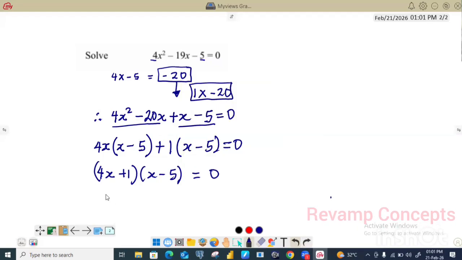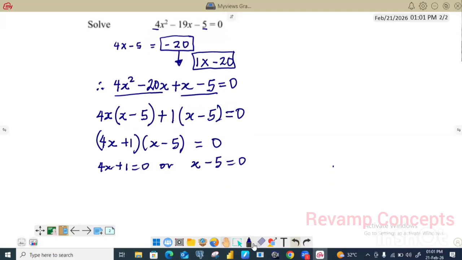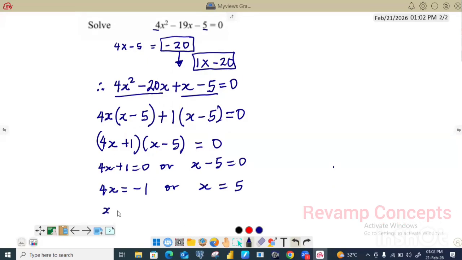We equate each of the expressions in the brackets to 0 by saying 4x plus 1 equal to 0 or x minus 5 equal to 0. Now, in doing this, we are going to have 4x equal to minus 1 or x equal to 5. Hope that is clear, right? So on this part, we can say x will be equal to -1/4. Does that make sense? Yes, sir. And we're going to have x equal to 5.